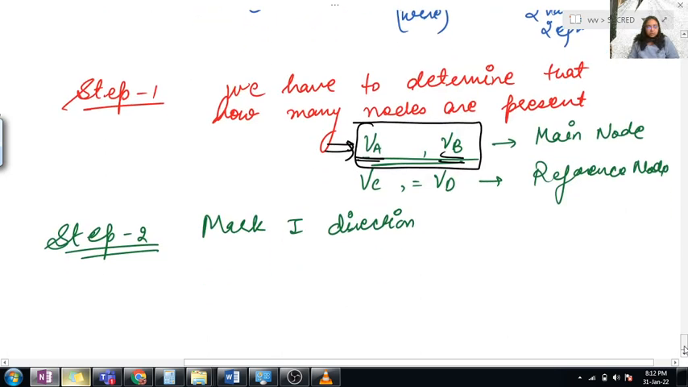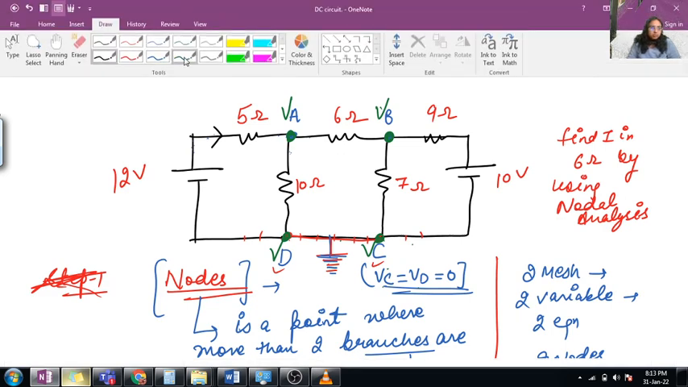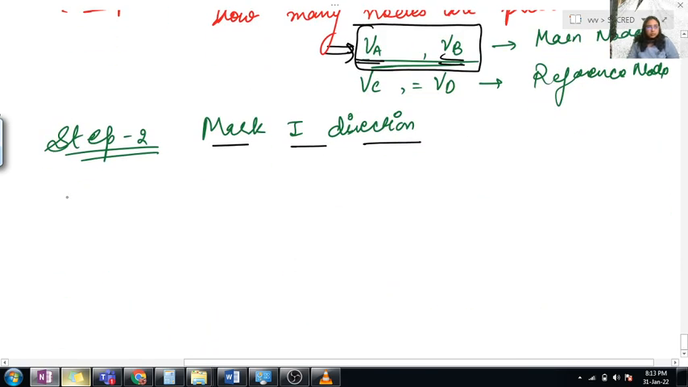Clear? Next, step number 2 is to mark the current direction in the circuit diagram. We'll mark the direction of current randomly, as per your convenience. It's not like you have to mark it like this only. As per your convenience you mark the current in each and every branch, but the condition is that you have to mark current separately, a different current in each branch. Suppose in this I1 is flowing, in this I2, in this I3, in this I4, and in this I5 is flowing. So I have marked current separately. Clear? Our step number 2 is also completed.